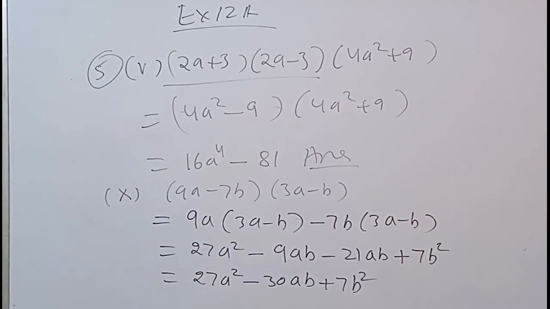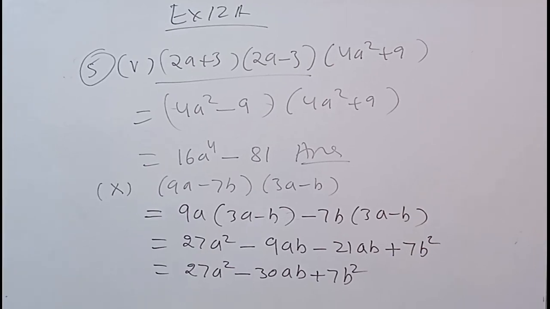Children, I am taking question number 5, fifth part, that is 2a plus 3, 2a minus 3 and 4a square plus 9. So use the special product a plus b, a minus b. That will give 2a plus 3, 2a minus 3, that is 4a square minus 9, and 4a square plus 9. So the product is 16a to the power 4 minus 81. So that is the answer of the product.